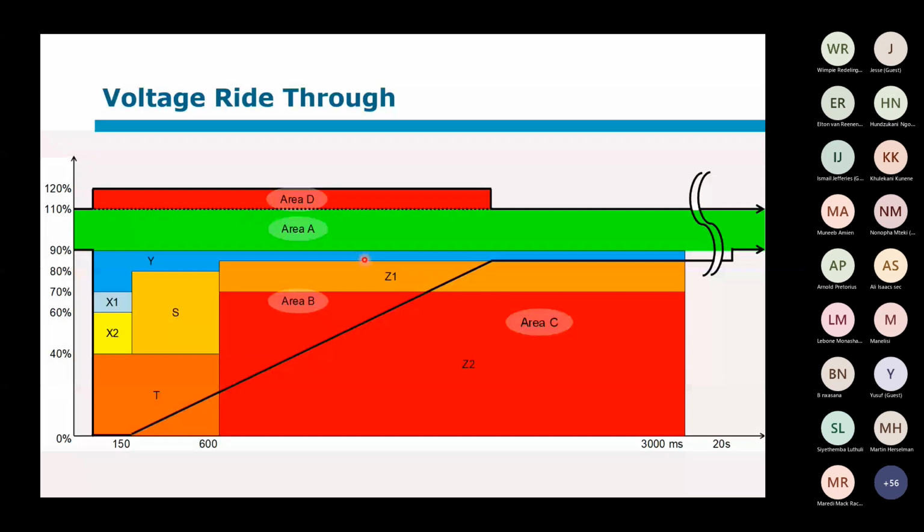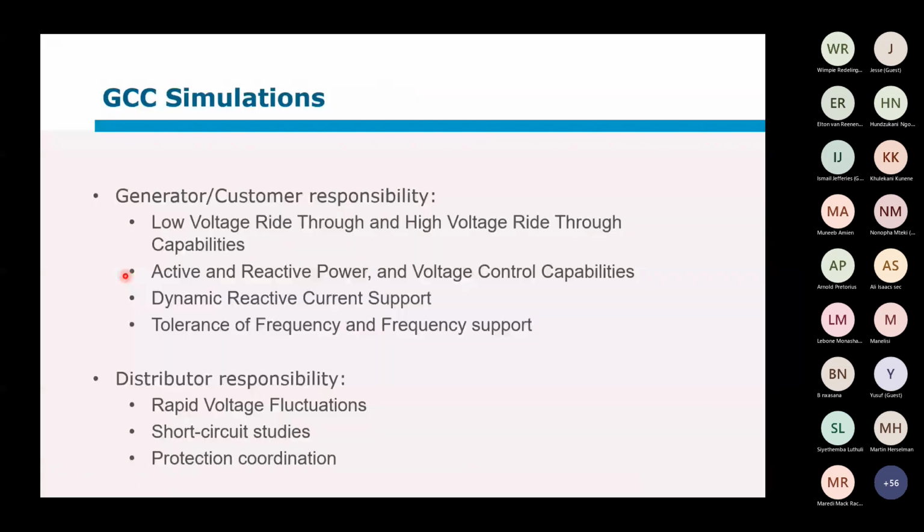Then active and reactive power and voltage control capabilities. The main reason for that is that the reactive power can be used to support voltage control. And that is something that the operator can request of the generator. So either the distribution network operator or the system operator. That's another question that we don't have feedback from Eskom yet. Which size generators do they want all of this information for? And do they want to be able to control?